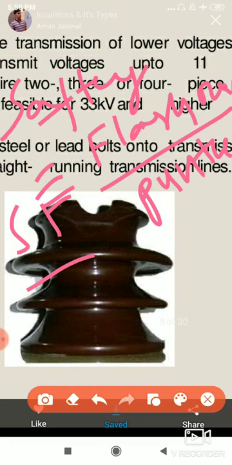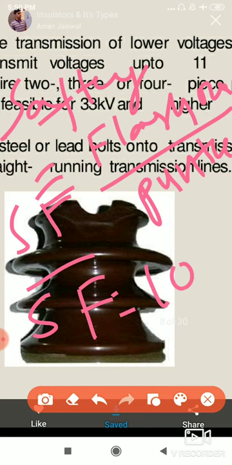Insulation failure, choice of insulation failure. What do the choices mean? First flashover will occur, then the puncture will come. So these are the safety factor. For a pin type insulator, the safety factor we have treated as 10.